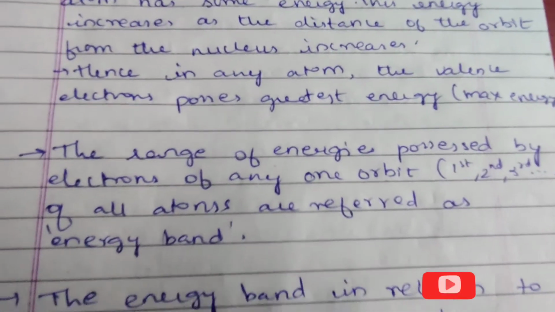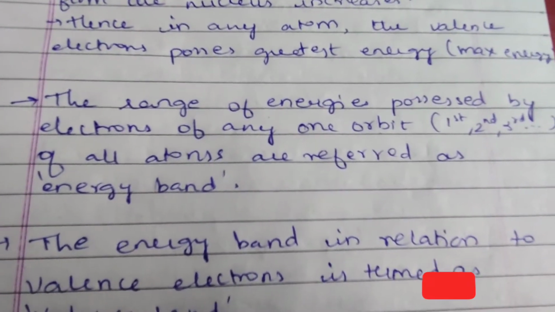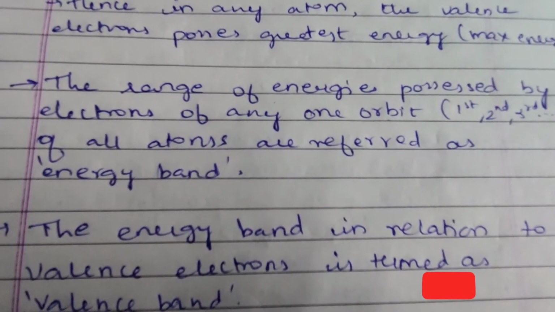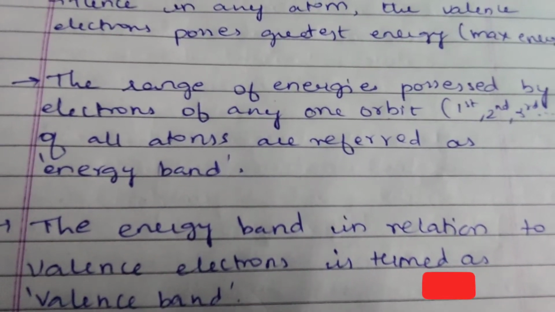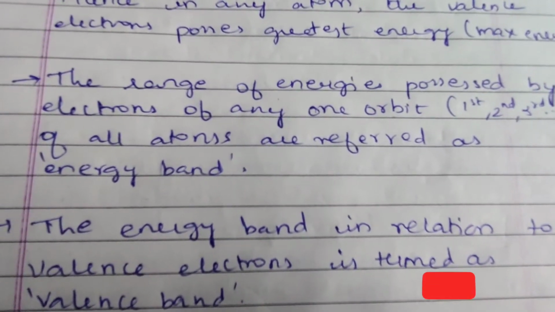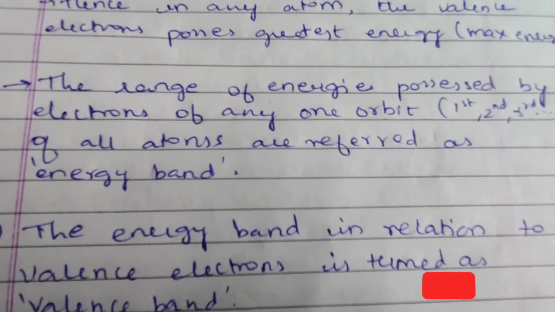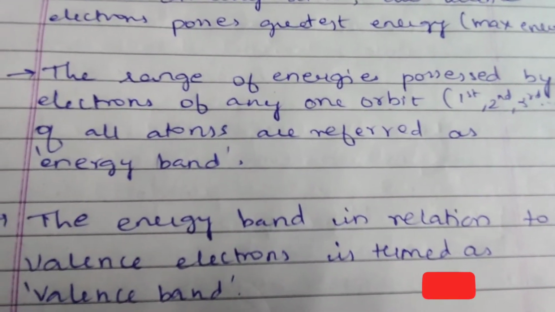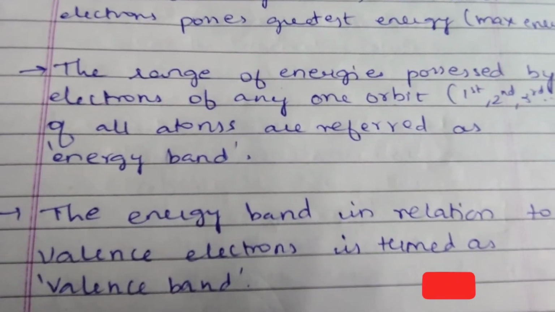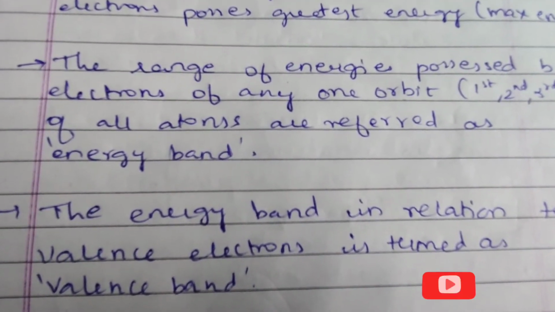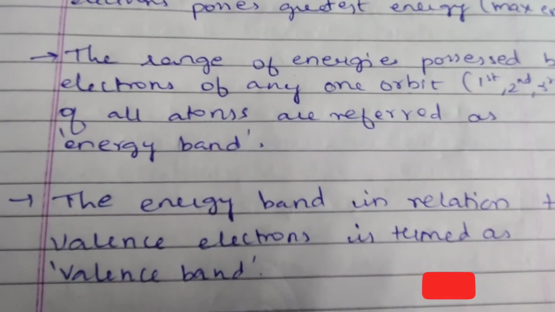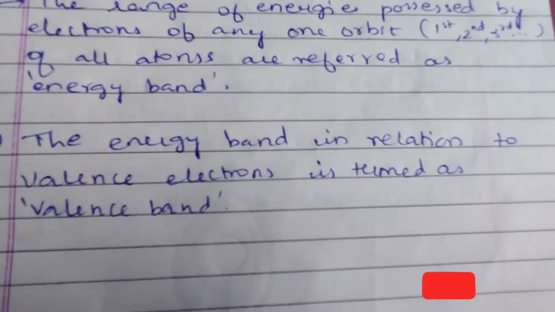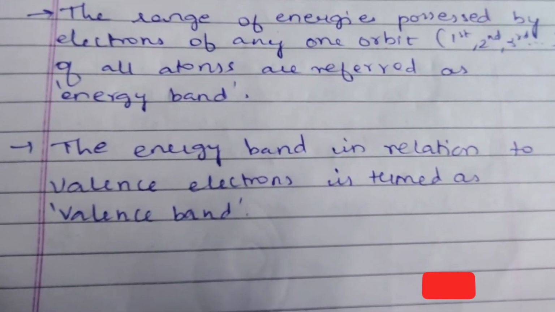The range of energies possessed by electrons of any orbit, like first, second, third, of all the atoms, is referred to as an energy band. I think it is clear now by the name. The energy band is nothing but the range of energies possessed by the electrons in any orbit, first or second. So the energies which these electrons hold in each orbit are called energy bands. The energy band in relation to valence electrons is termed the valence band.